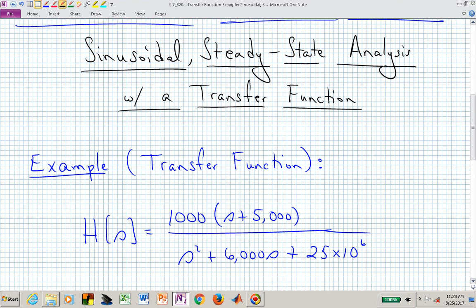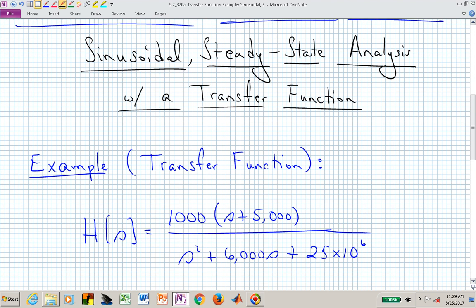Is this system strictly proper? Remember what strictly proper is? Strictly proper is asking the question, is the numerator polynomial strictly less in degree than the denominator polynomial? And in fact it is. We have a first order numerator, we have a second order denominator. This is a strictly proper transfer function.